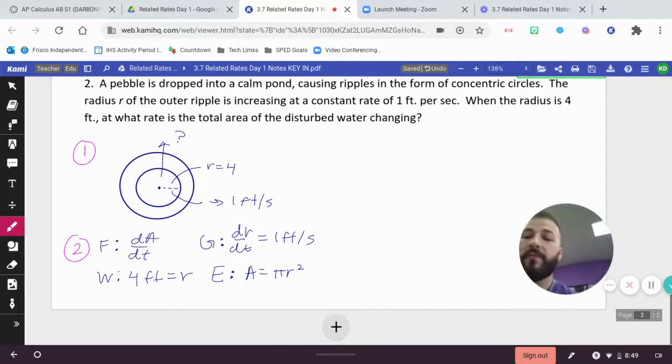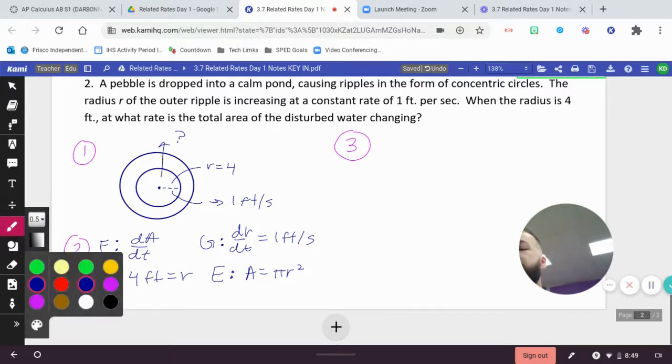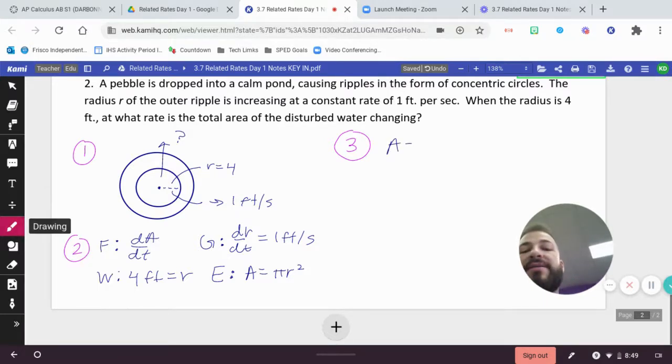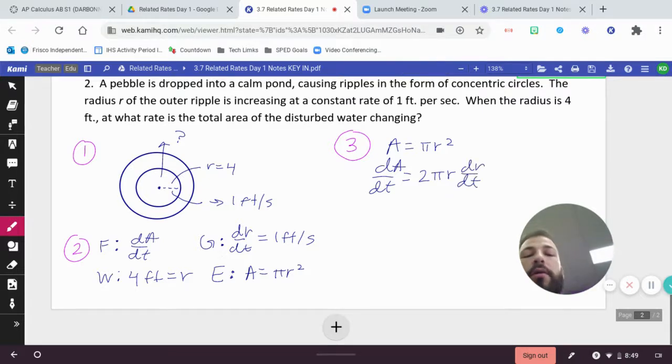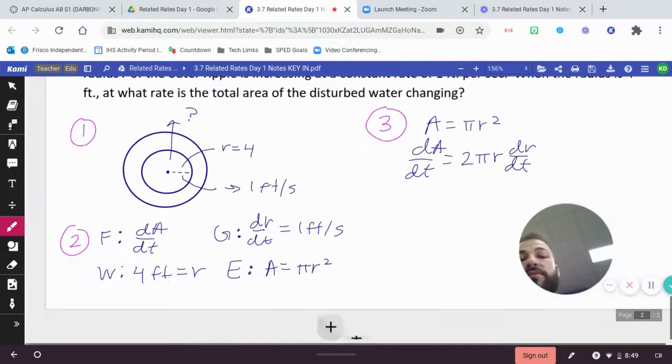From there, step 3, we're going to take our derivative. Is there anything in this question that is not changing before we take our derivative? Well, our area is changing because we want the rate of change of the area, and our radius is changing because they told us so. Everything's changing, so we're not going to plug in anything before; we're just going to derive it like normal. A is equal to pi r squared, which means dA/dt is equal to 2 pi r dr/dt. So that is our equation.